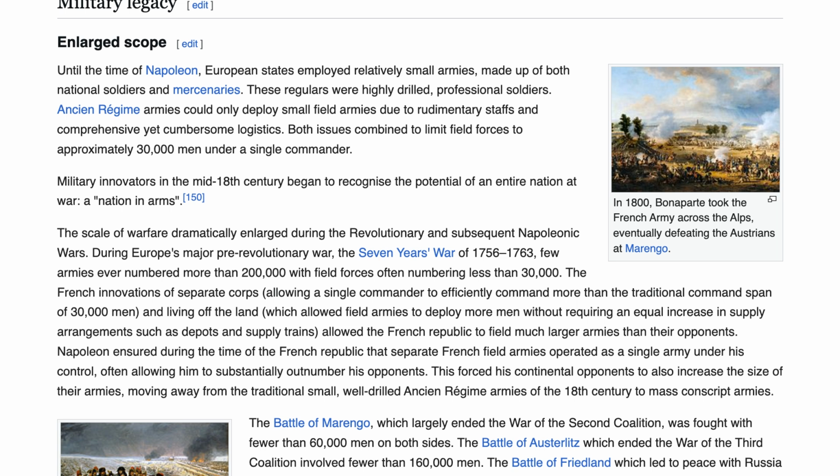The Battle of Marengo, which largely ended the War of the Second Coalition, was fought with fewer than 60,000 men on both sides. The Battle of Austerlitz, which ended the War of the Third Coalition, involved fewer than 160,000 men. The Battle of Friedland, which led to peace with Russia in 1807, involved about 150,000 men. After these defeats, the Continental powers developed various forms of mass conscription to allow them to face France on even terms, and the size of field armies increased rapidly.